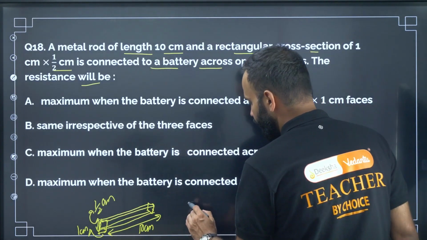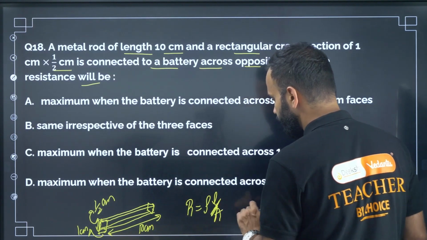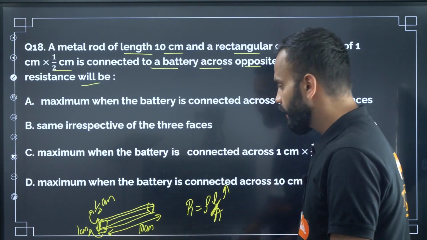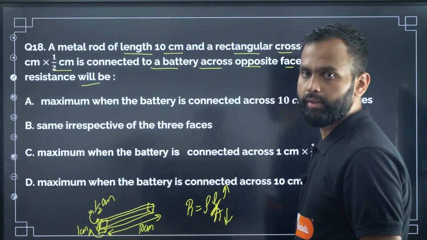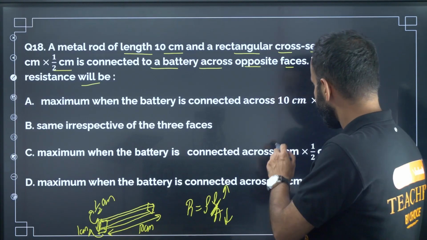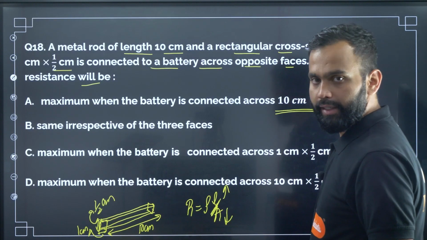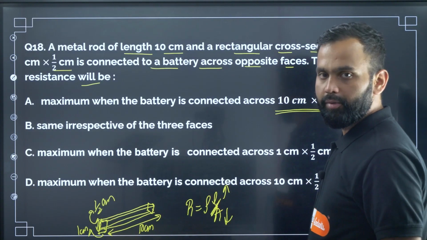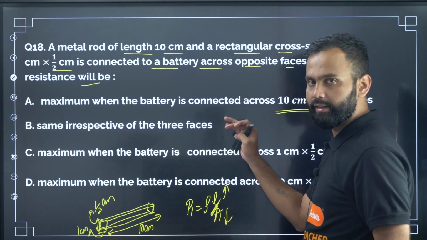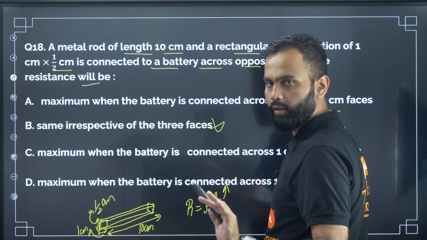Okay, we know that resistance R equal to rho into L divided by A. To get maximum resistance, L has to be maximum, area has to be minimum, right? So here area will be 10 centimeter square, but length is minimum, it will be 1 centimeter only, right? So option A is wrong. Option B, same irrespective of the three faces, wrong.